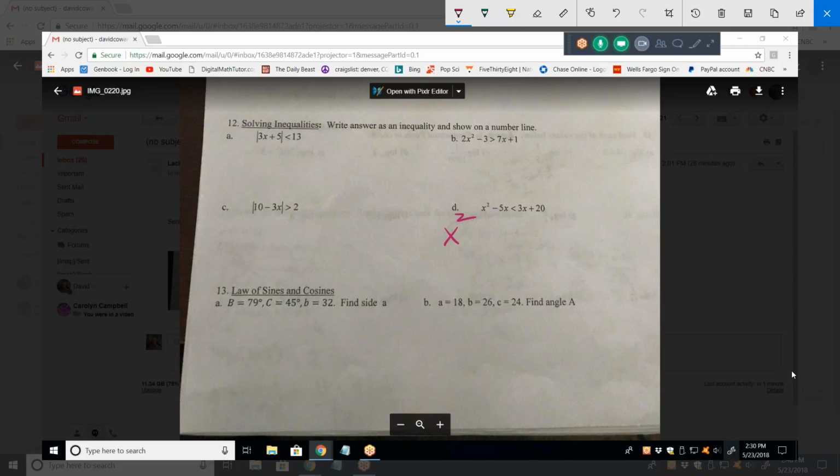X squared minus 8x minus 20 is equal to 0. Now, not equal to 0, it's less than 0. That makes all the difference in the world. If it's equal to 0, then it's just a straight factoring problem. But being less than 0 requires us to not only factor it, but do this line chart thing. So first of all, let's factor it. That's always a step.